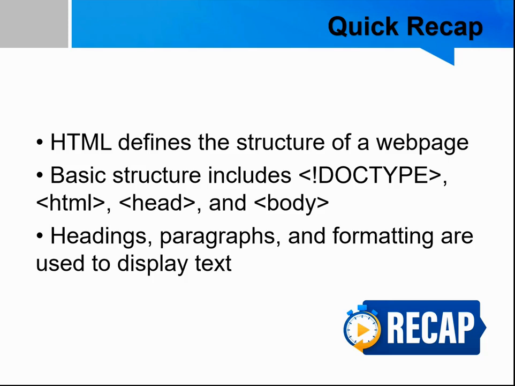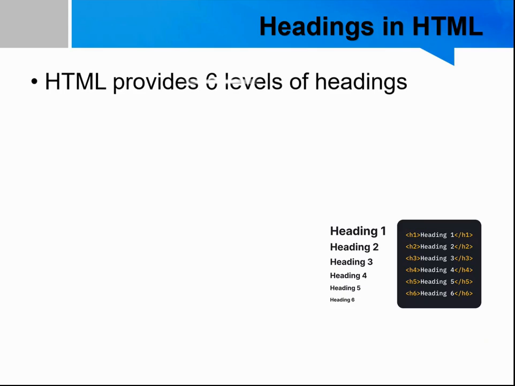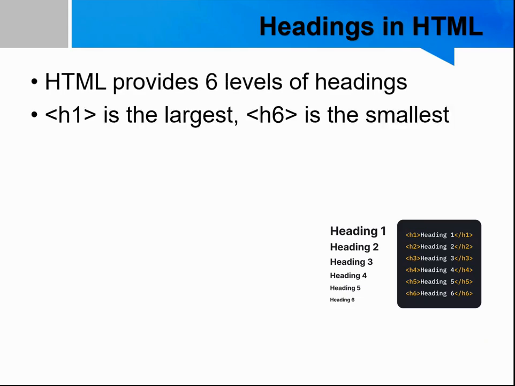Now let's talk about headings. HTML gives us 6 levels of headings, from H1 all the way down to H6. H1 is the biggest, usually for the main title. H2 is slightly smaller, often used for sections or subtitles. And as you go down to H6, the size keeps getting smaller.